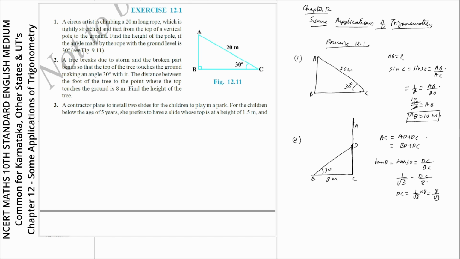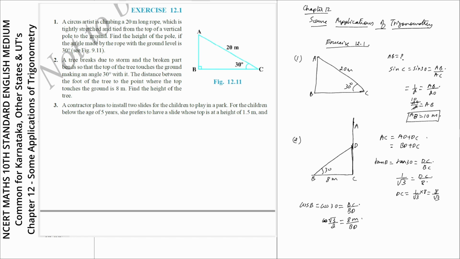Now similarly, what is cos of B with respect to angle B? Cos of B is cos of 30 degree. So with respect to angle B, adjacent side is BC, hypotenuse side is BD. Cos 30 is adjacent side by hypotenuse side. So cos of 30 degree is root 3 by 2. Root 3 by 2 is equal to, what is BC? BC is 8 meters, and hypotenuse is BD, we don't know.